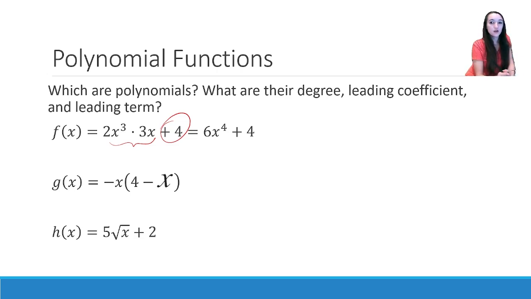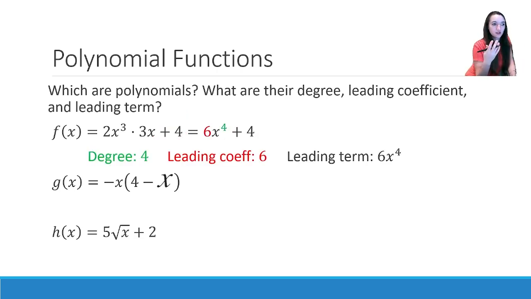And so now we can identify what is the highest power here. Well, this is x to the 0 power secretly, and so the highest power is 4. And so this is our leading term. The degree is 4, the leading coefficient 6, and the leading term 6x to the 4th.